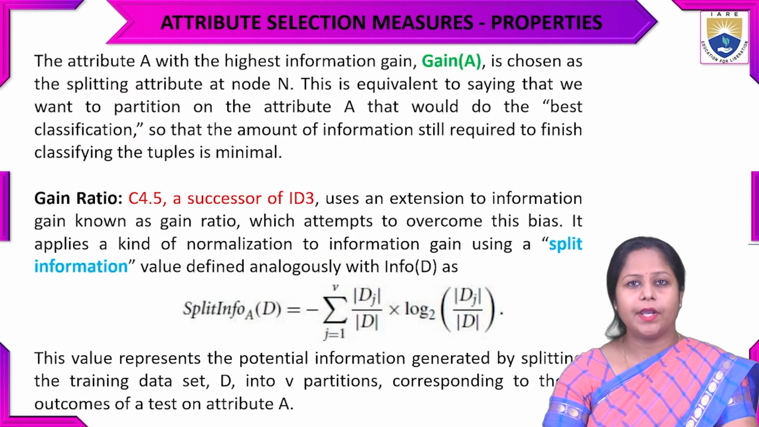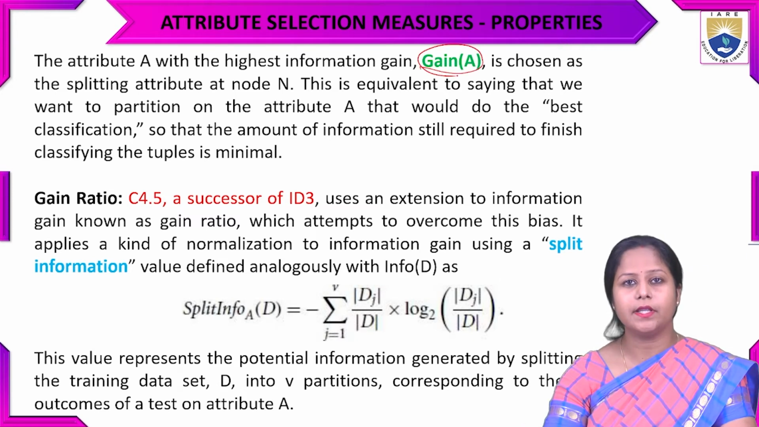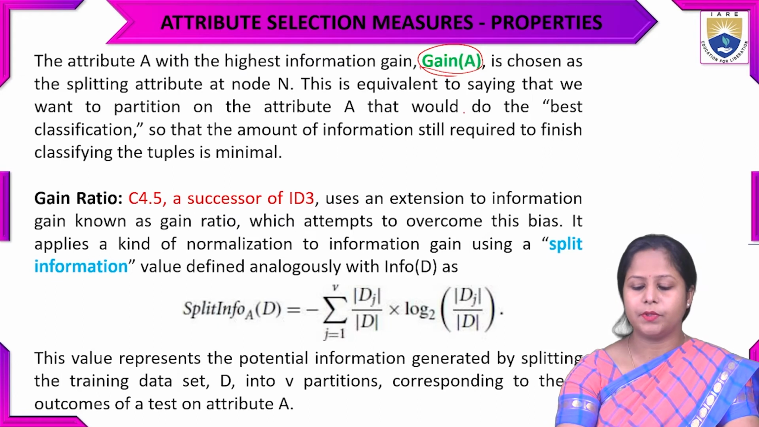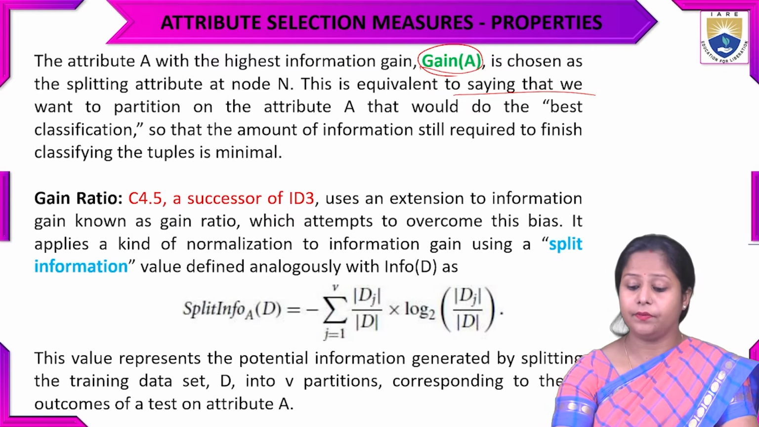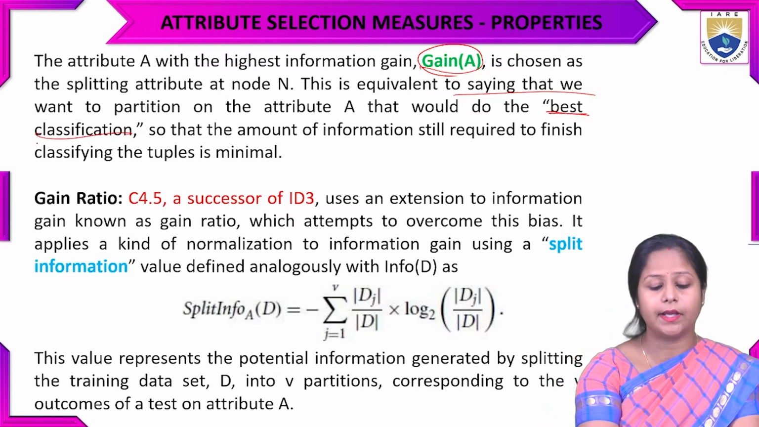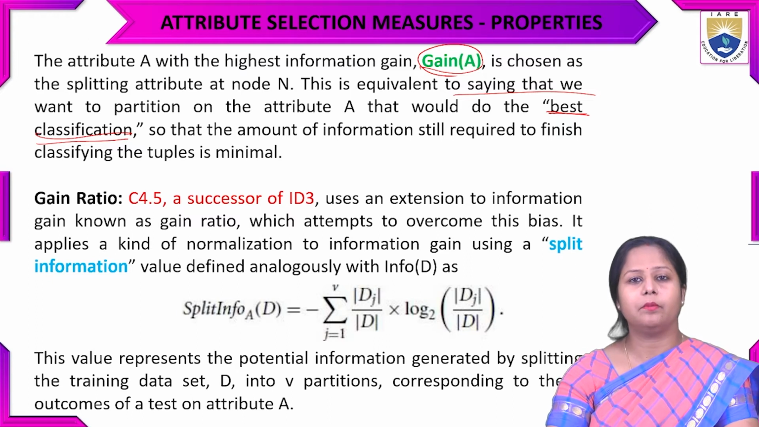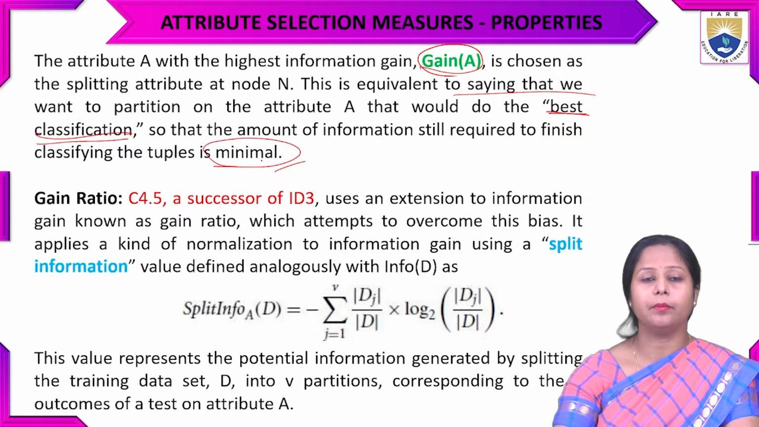The attribute A with the highest information gain, Gain(A), is chosen as the splitting attribute at node N, the root node. This is equivalent to saying that we want to partition on the attribute A that would give the best classification, so that the amount of information still required to finish classifying the tuples is at a minimum.